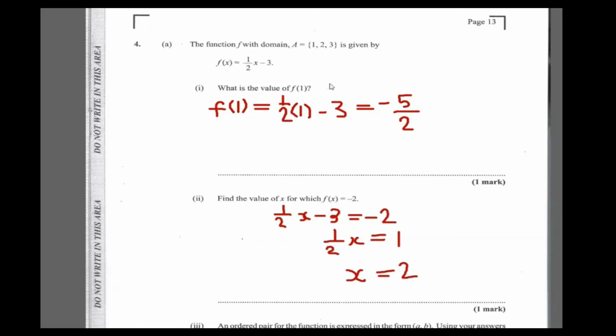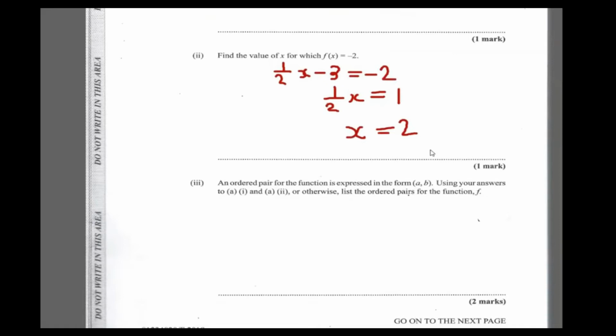You can always check it back. Plug in 2 up here. We bring over the 3, minus 2 plus 3 is 1, so a half x is 1, and so x must be 2. Put in x as 2 here, we get 0.5 times 2 minus 3 is negative 2, so right, x is 2. Just to check back the answer.